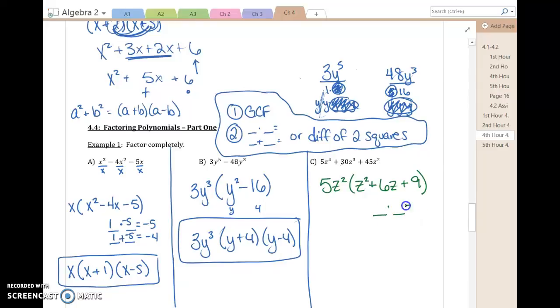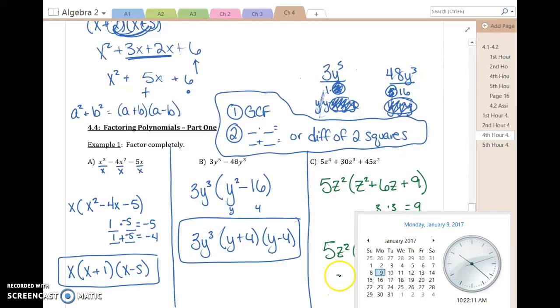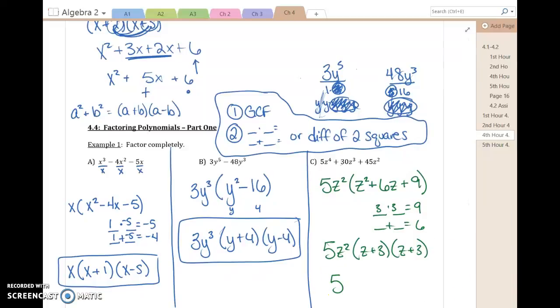Now we do the blanks. Blank times blank equals 9. Blank plus blank equals 6. What numbers satisfy that? 3 and 3. So you could write your answer like this. 5z squared times z plus 3 times z plus 3. But do you notice that z plus 3 and z plus 3 are exactly the same? If the parentheses are exactly the same letters, same numbers, same symbols, exactly the same, you can write them as 5z squared times the quantity z plus 3 squared.